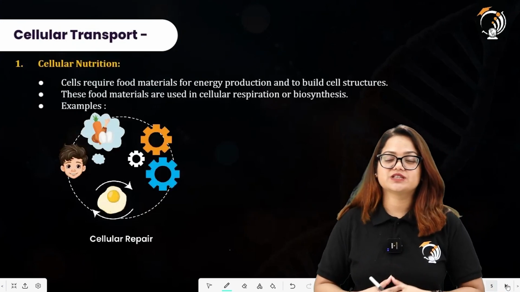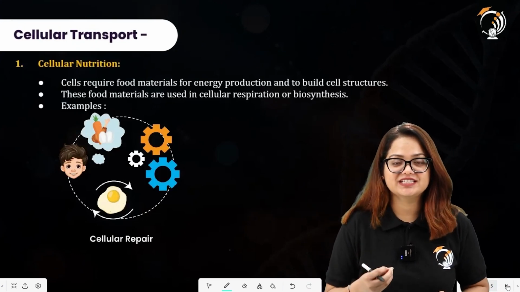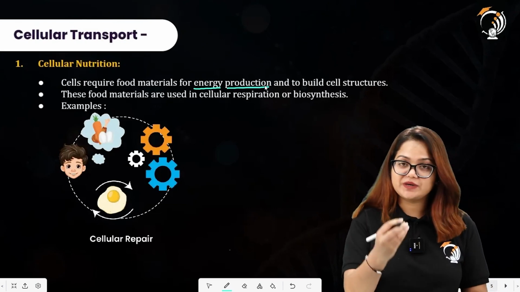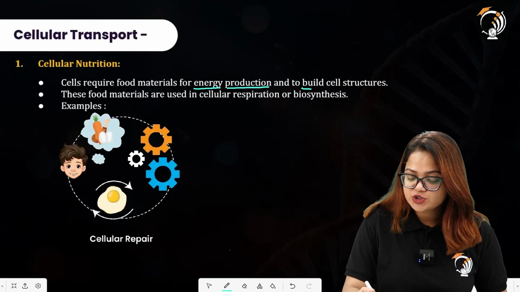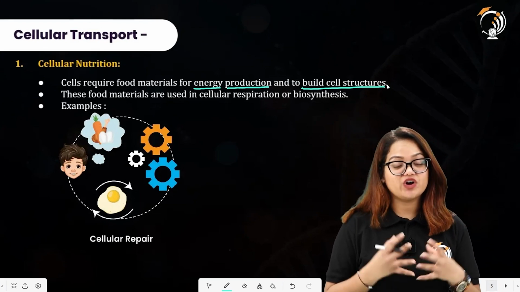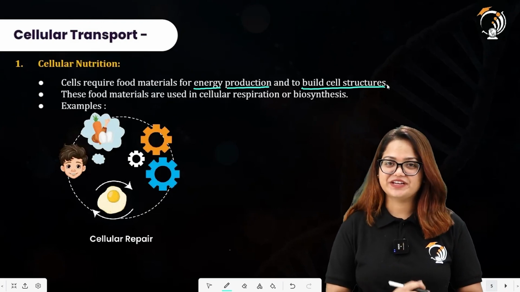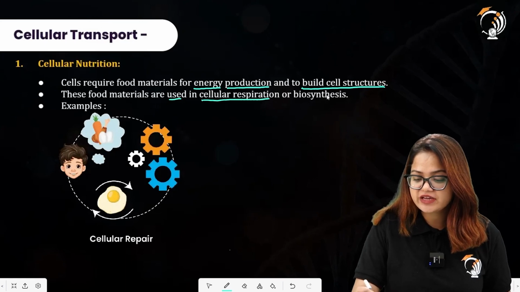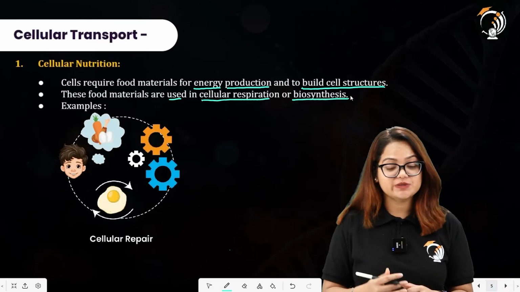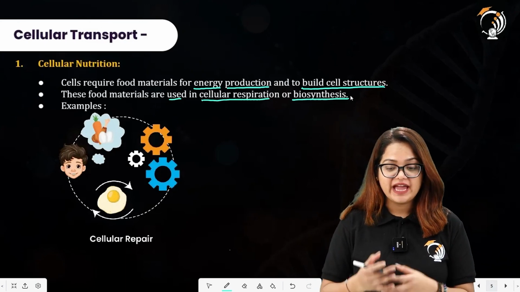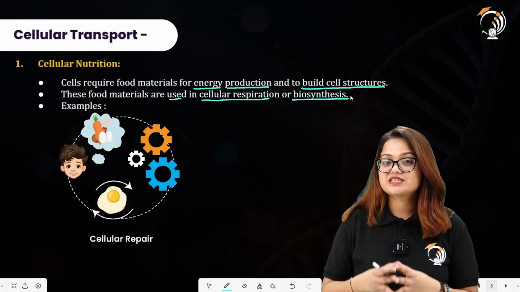What is cellular nutrition? Cells require nutrients for energy production. So they produce energy by utilizing the nutrients and to build the cell structures as well. These are the 2 reasons for which the cells require nutrients. Then these food materials are used in cellular respiration or biosynthesis as well.